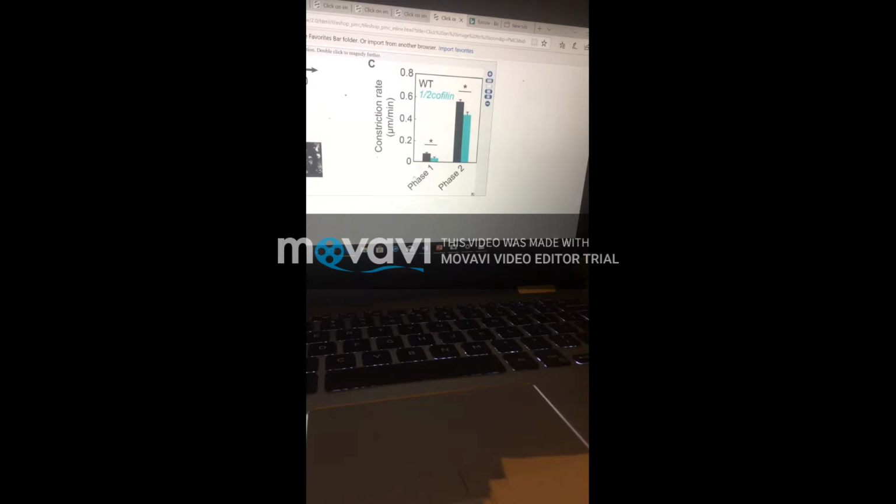C compares the constriction rate for phase 1 versus phase 2. In phase 1, the wild type and the mutant have a very low constriction rate, versus in phase 2, they have a higher constriction rate, where wild type is a little bit higher than the mutant.